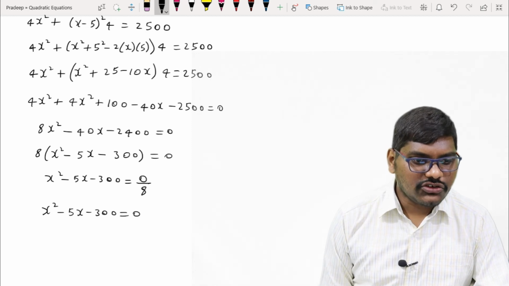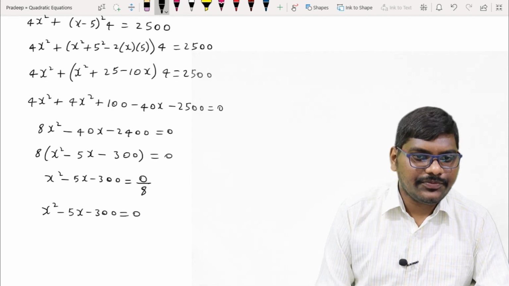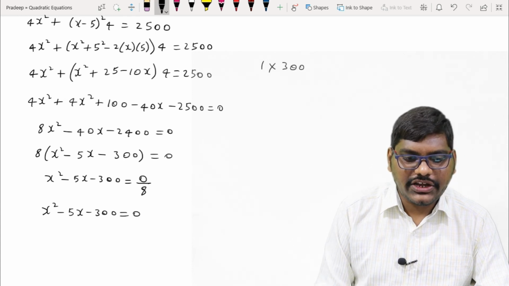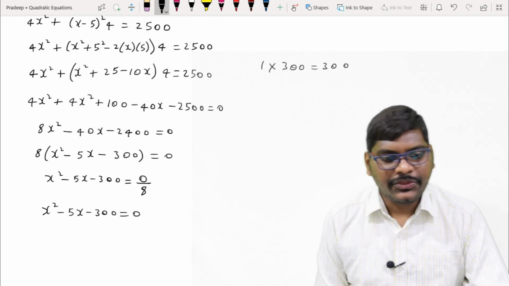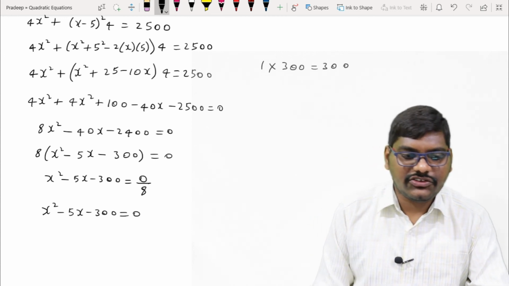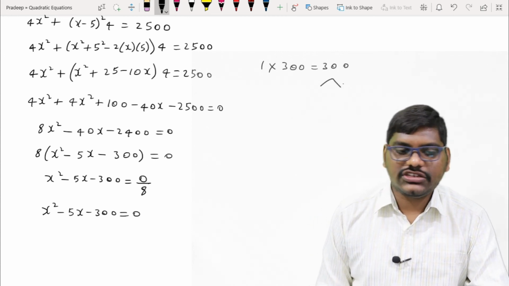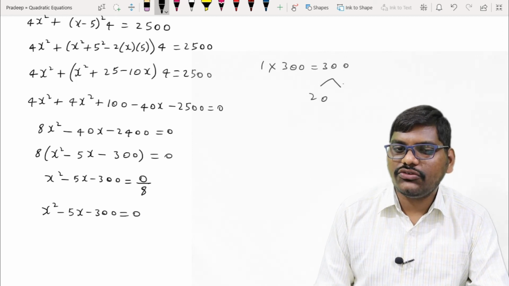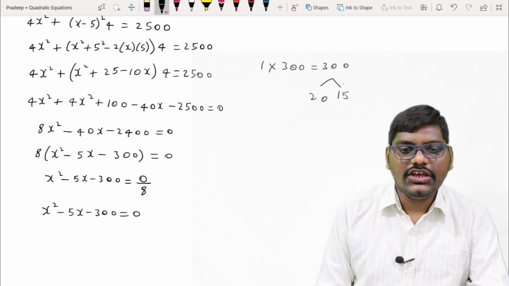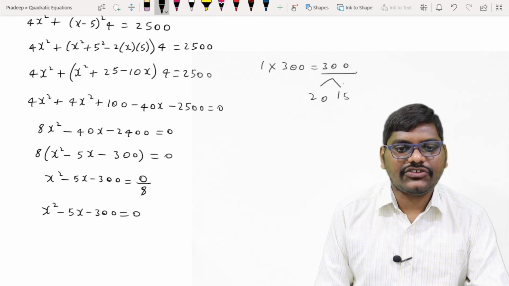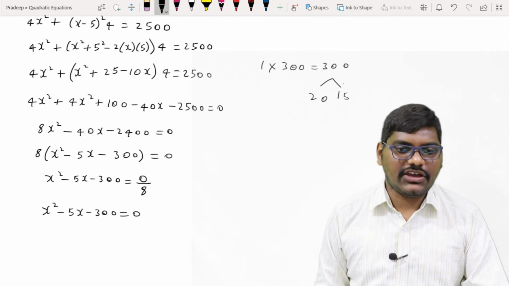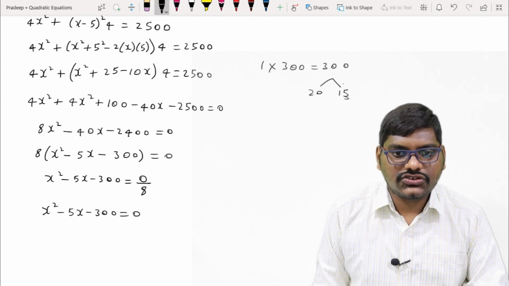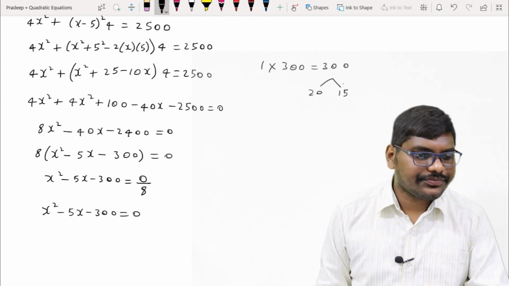Here the coefficient of x square is 1 and the constant we got is 300. So 1 into 300 is simply 300. Now 300 in the sense we should see the multiples of 300. So simply we can write here 20 into 15. Alright, 20 into 15 is nothing but 300. The same values we'll take over here and try to solve it. Okay, so let's do this.